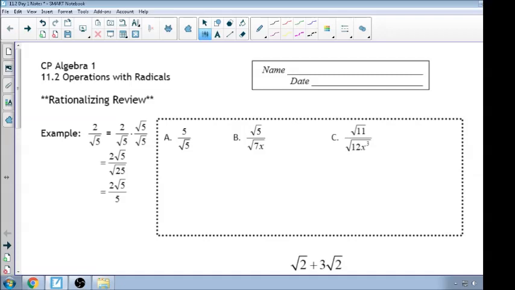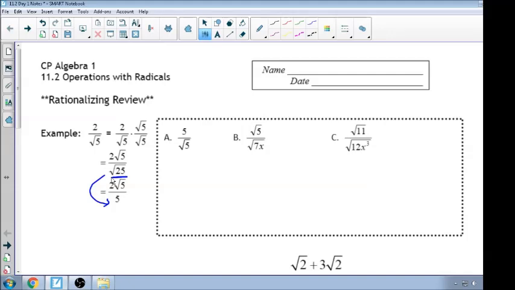Before we get started with the operations with radicals, let's talk about the review of rationalizing the denominator. In this case, we have an example of 2 over the square root of 5. Obviously, what they're going to do there is they're going to multiply by the square root of 5. This allows us to get to a perfect squared radical denominator, which is the square root of 25. The square root of 25 turns into 5.